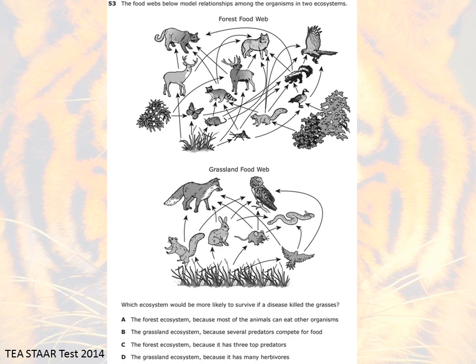And on top of that, we're pretty sure that the grassland ecosystem is out of luck anyway because it's not sustainable. There's no biodiversity there. It's just got a little bit of stuff. And if disease knocks out that grass, we're in trouble. So because of that, the answer choice is A. It is the forest ecosystem. And the reason why is because most of the animals can eat something else. Because there's biodiversity. There's lots of stuff there.